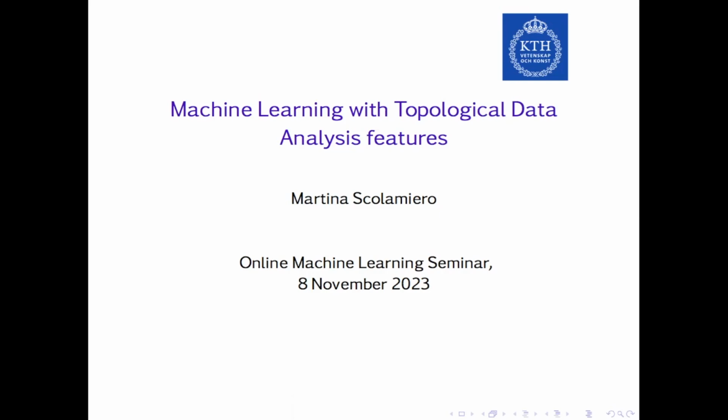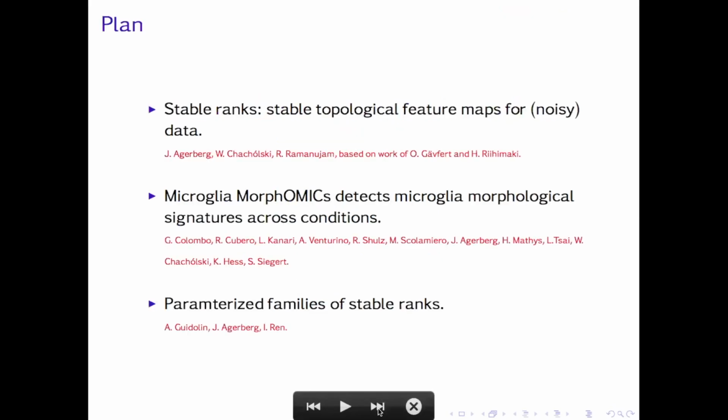So today I will give an overview about some work that we've been doing at KTH during the years, and the main tool I will describe is the stable ranks that we've been developing and applying in several contexts. For example, the classification of microglia morphologies. So microglia are immune cells in the brain.